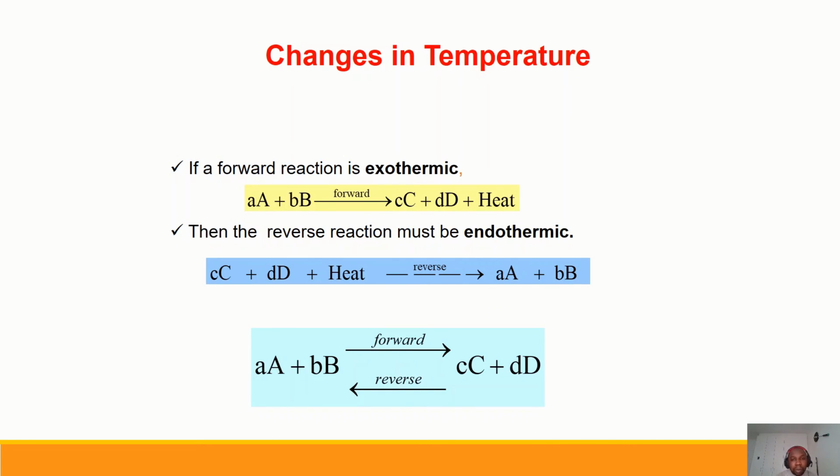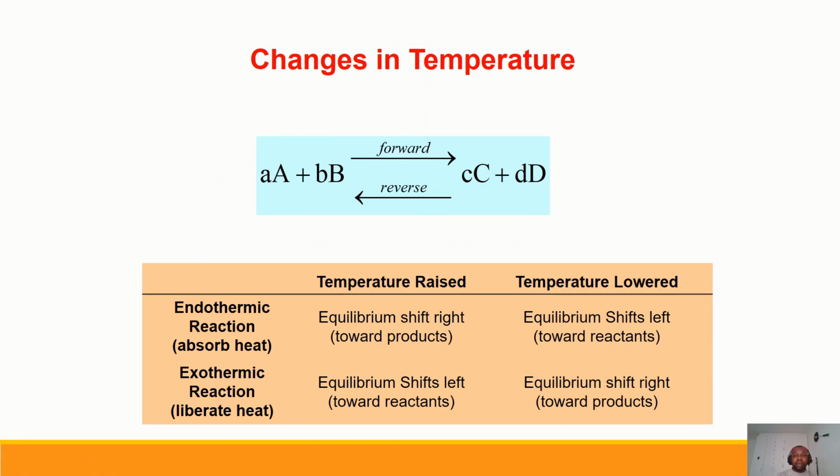So let's see what we're actually saying here. If a forward reaction is exothermic, if it is producing heat, that's why it's called exothermic, then the reverse reaction must be endothermic, and endothermic is when heat is being absorbed. So now the change in temperature.